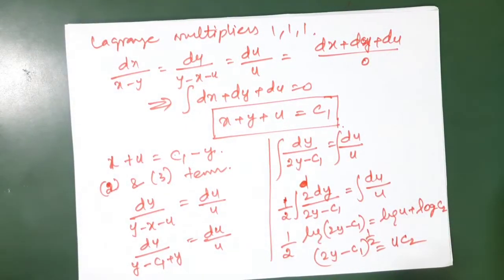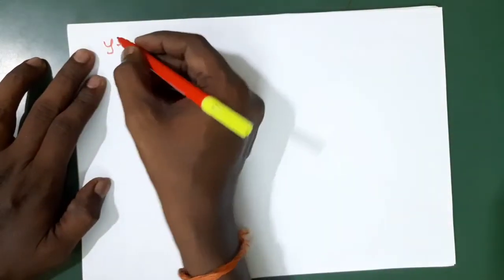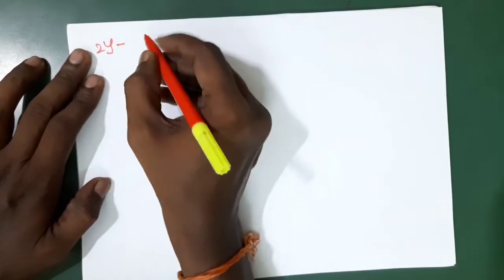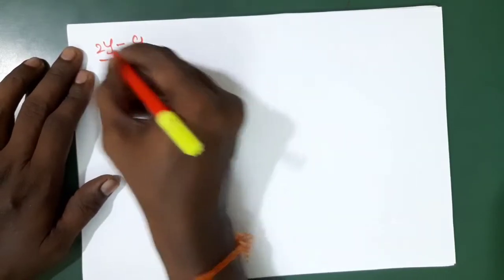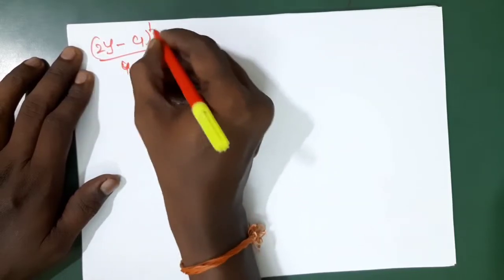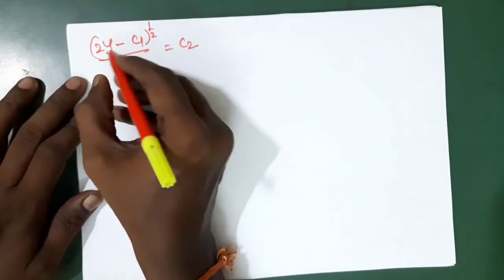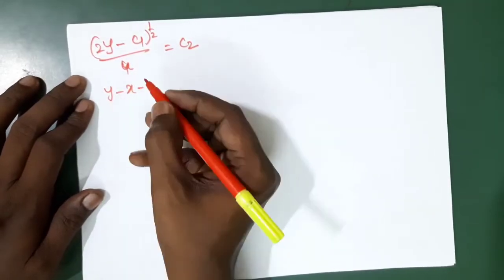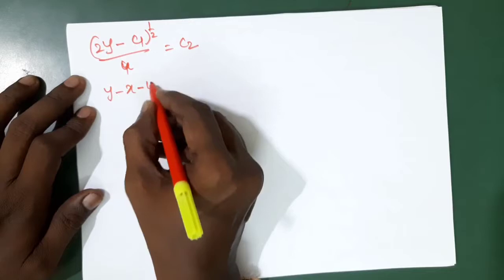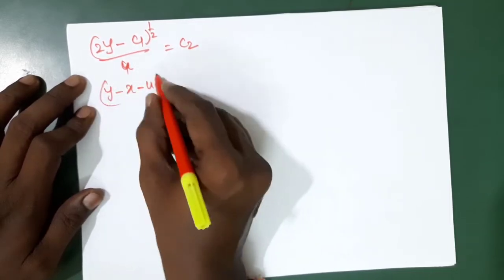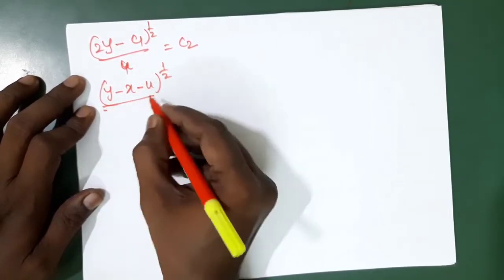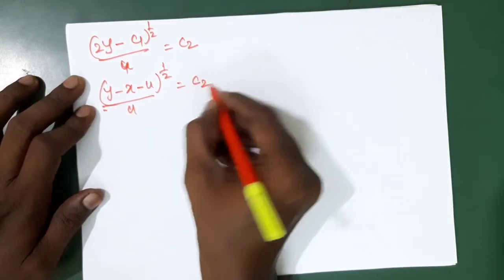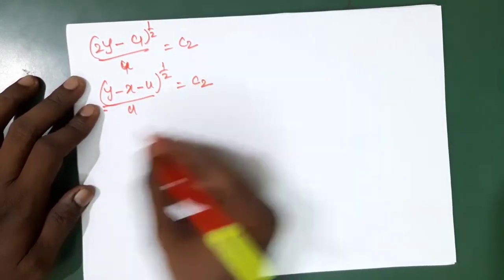u into c2. So the next step, y minus 2y minus c1 by u equal to c2. So in this 2y again replace the c1 value, so (y minus x minus u) whole power 1 by 2 divided by u is equal to c2.